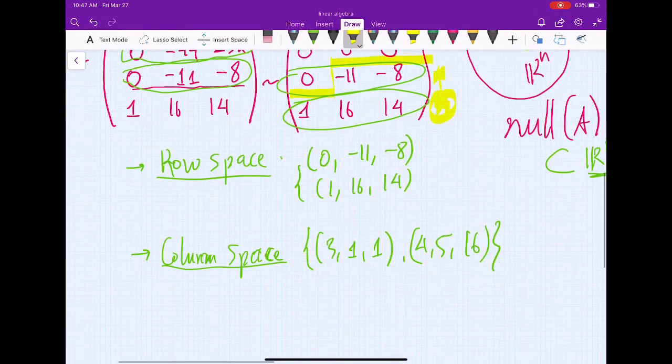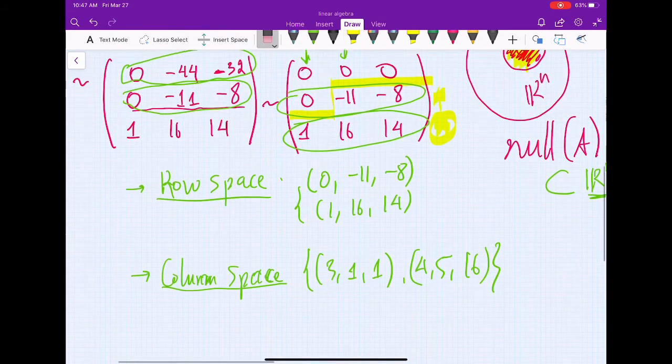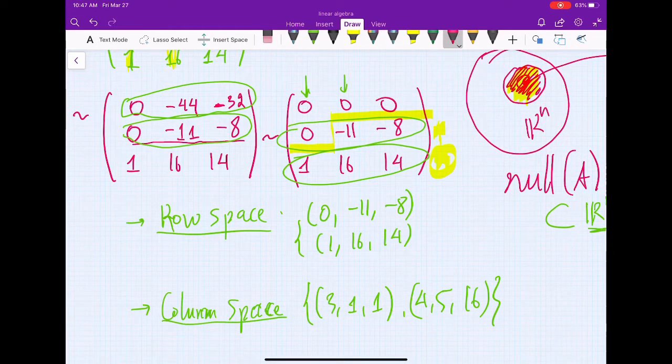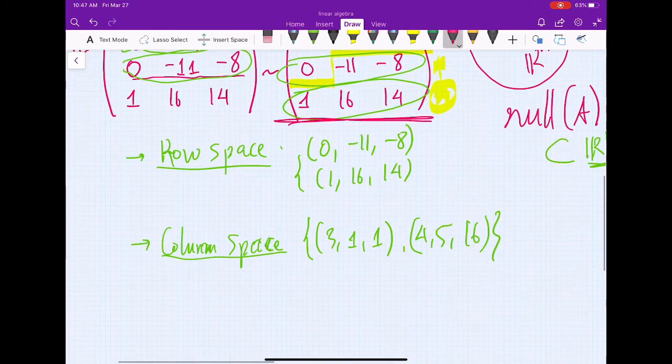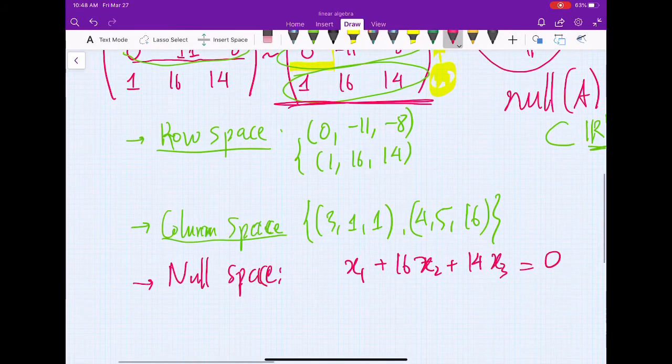All right, so now let's work on the null space. For the null space, you have to solve the homogeneous system. From the very last form in here, you have to solve the following homogeneous system. I write here the null space. You set x1 plus 16x2 plus 14x3 equal to 0, and negative 11x2 minus 8x3 equal to 0.